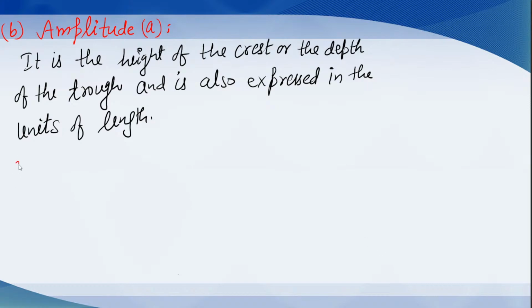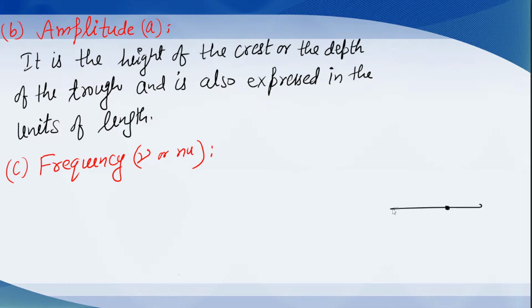Next is frequency, denoted by nu. It is the number of wavelengths passed through a point in 1 second. Let us say this is the point. In this point, how many waves? This is the complete wave, right? So how many waves are passing through this point in 1 second? That is called frequency.